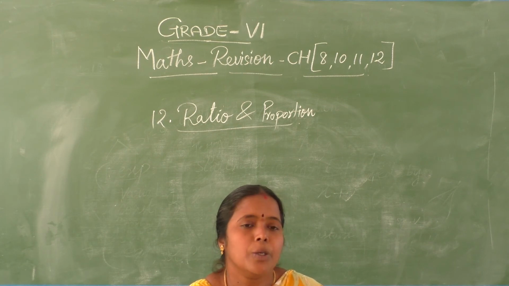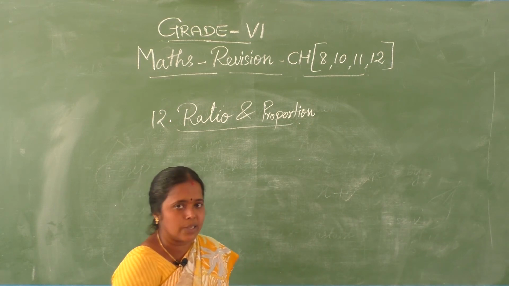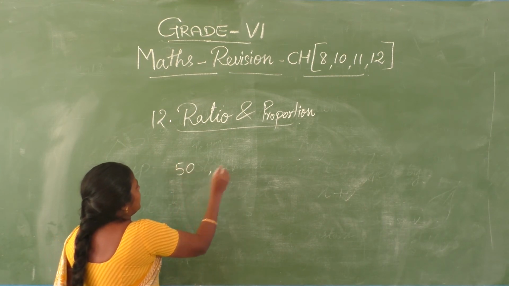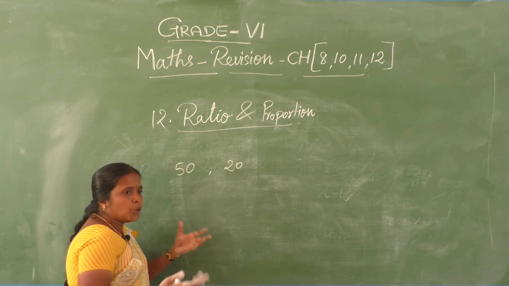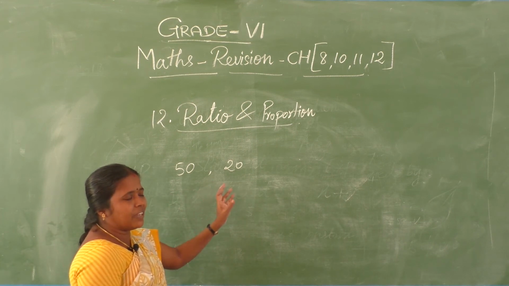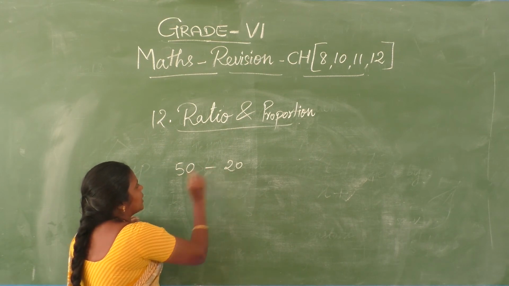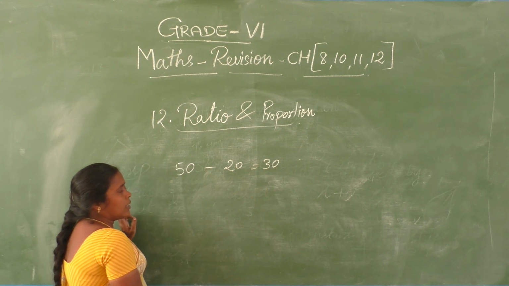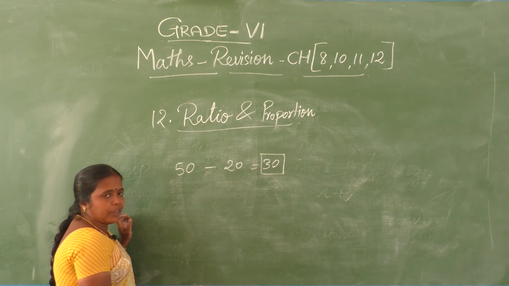See, I clearly want to tell you that comparison of quantities can be done in two ways. One is subtraction, another one is division. Subtraction means, for example, 50 and 20. Two numbers I have taken, 50 rupees, 20 rupees. Two quantities I have taken. How do you compare them? By the subtraction method, you can subtract both. Your answer will be 30. Clearly you got it, 30 is the difference between the two numbers 50 and 20.